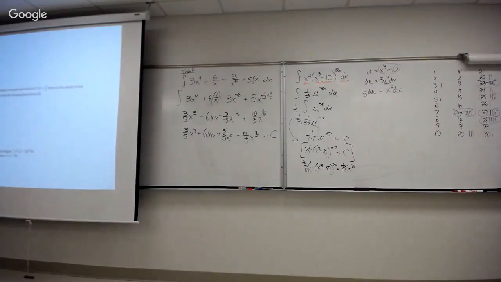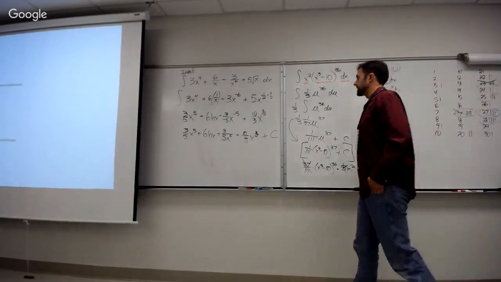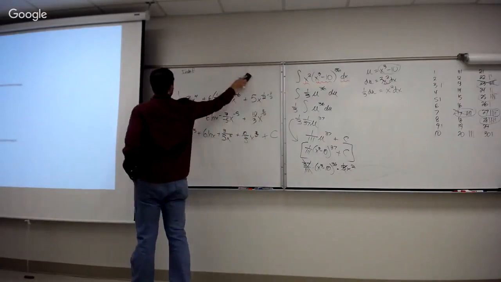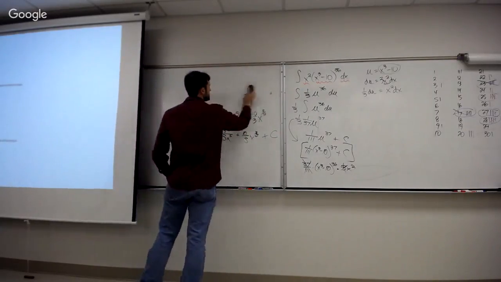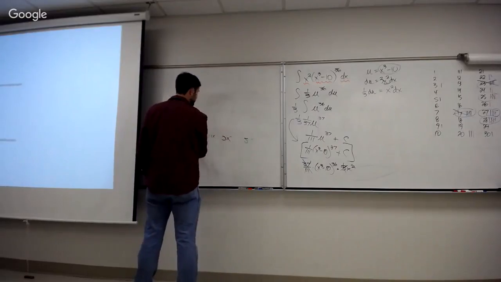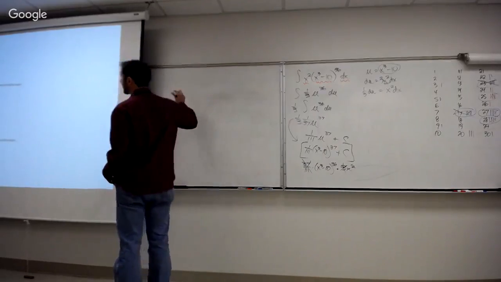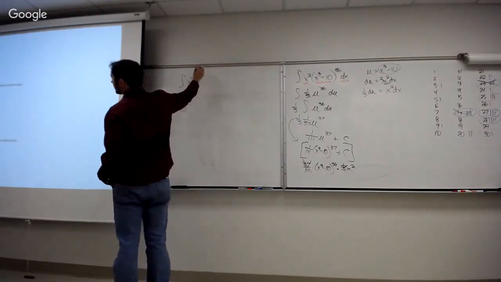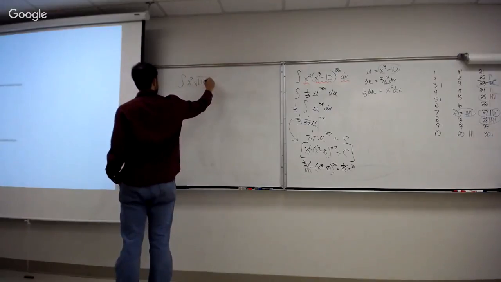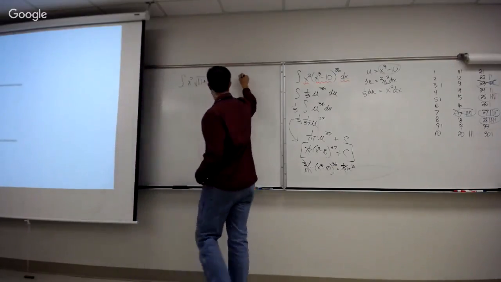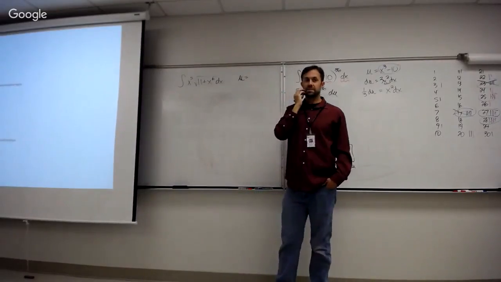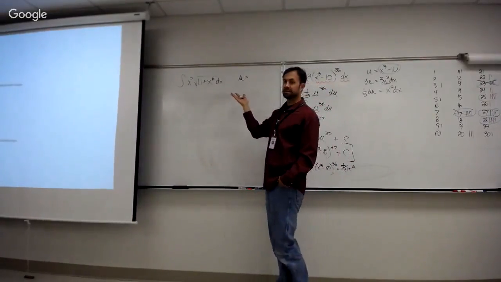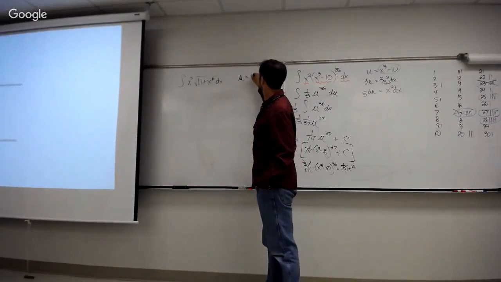Okay, so that was number 20. How about 25? Is this u substitution or is this something else? Do you think u substitution will work for this? How do we know? Let's remember what u is supposed to be. Yeah, our choice of u is the inside function. So in that case, it would be 11 plus x to the 6th.